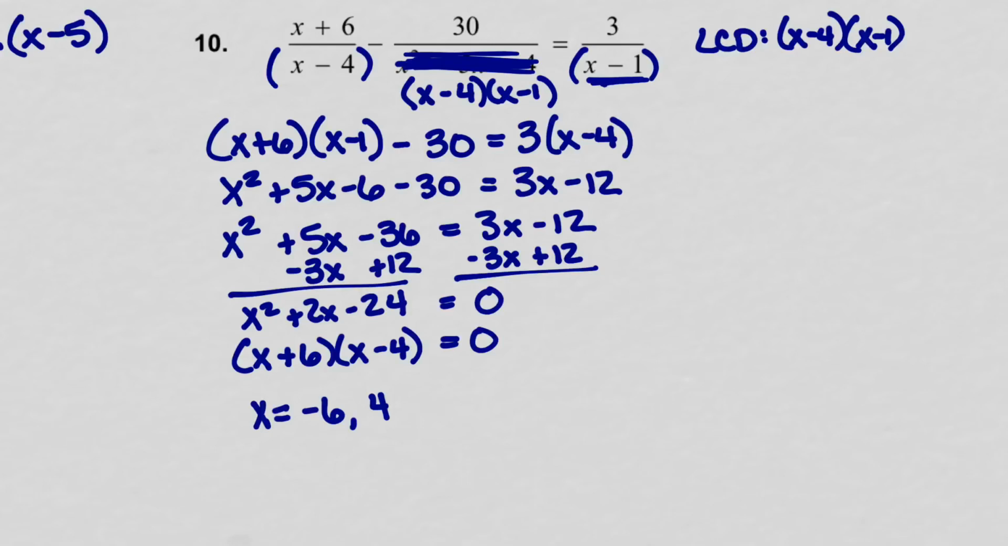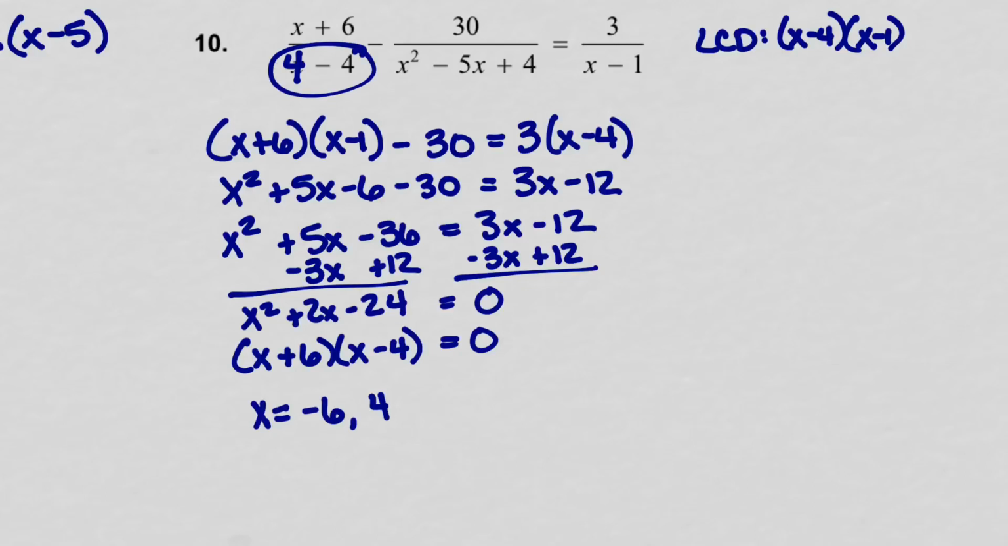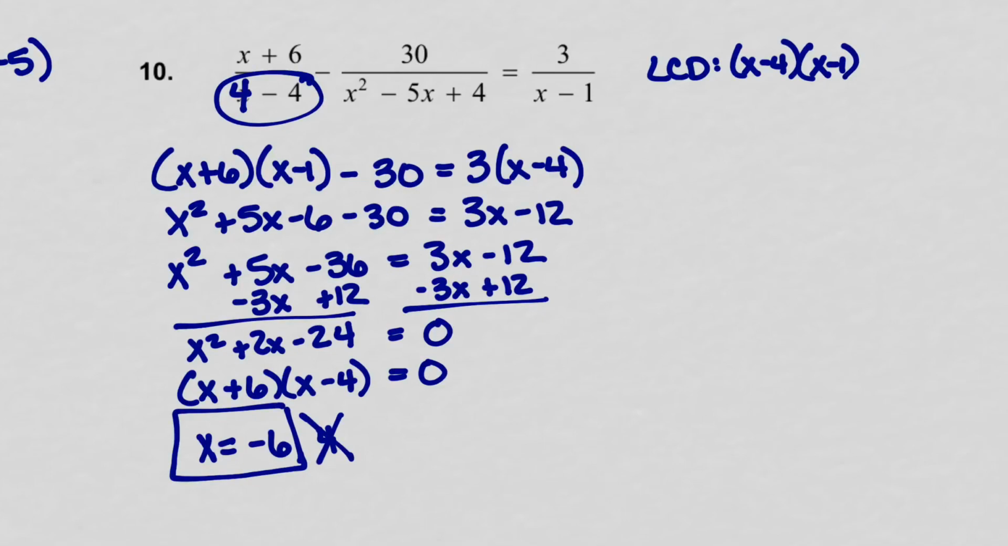So if x is negative 6, let's make it so we can see all of our denominators up here in our original equation. If x is negative 6 and I plug it in, do any of the denominators equal 0? Nope, they all work. But if I plug in a positive 4 right here, that one would equal 0. So this 4 cannot work. It is an extraneous solution, but this negative 6 does work. Okay, so sometimes both answers might work, sometimes only one.